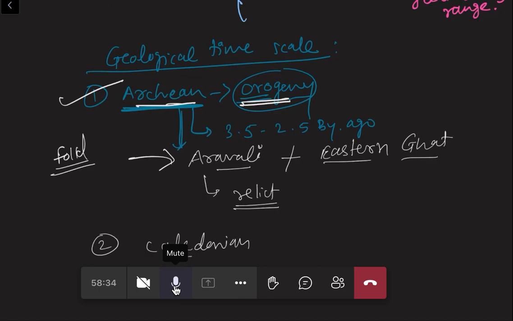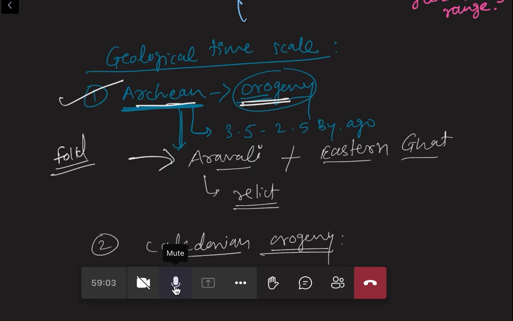Sorry sir, I have a question. So we saw that fold mountains are from sedimentary rocks, or sedimentary structure, right? Sedimentary is not that hard, so it is easy for the force to be applied and then bend or lift. But Aravali is also a sedimentary mountain, is it?